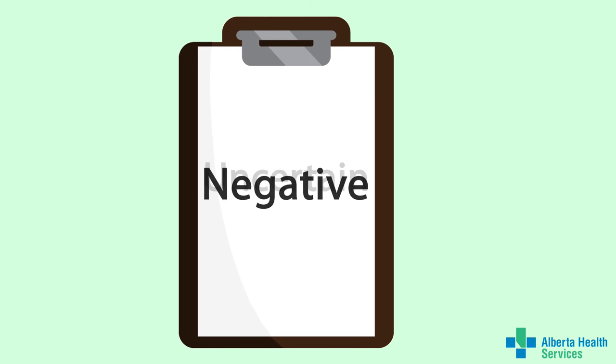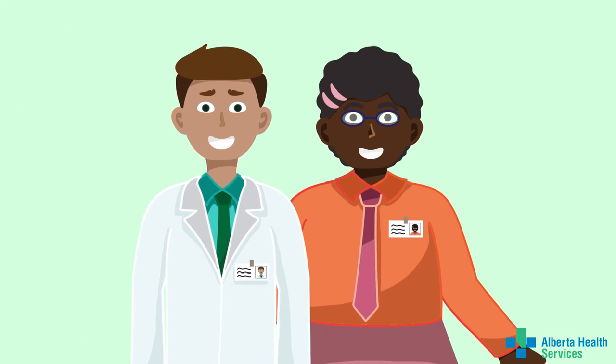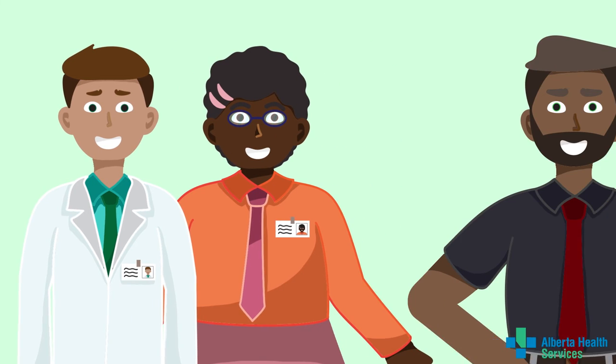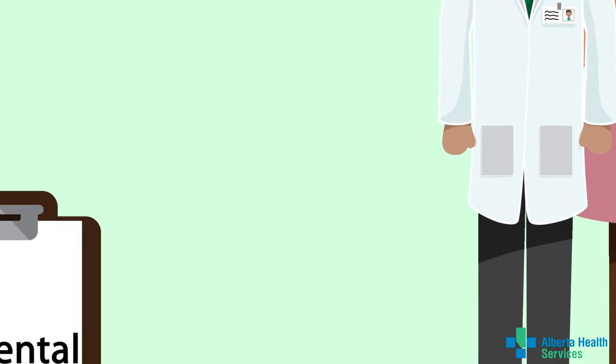The third possibility is an uncertain result. This means that the array found a change, but it is not well understood. The change may or may not explain your health or learning concerns. Your healthcare team will talk with you about next steps to try to better understand this result. Sometimes, parents or other family members may be asked to provide a blood sample for more testing.